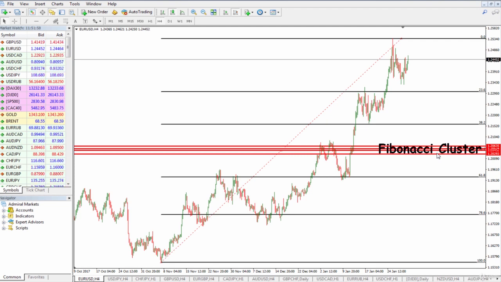I know that the current price is far from this cluster, but it does not matter. As I said, this is just an illustration. I hope you understand what the Fibonacci cluster is. We'll do a lot of examples with Fibonacci clusters.